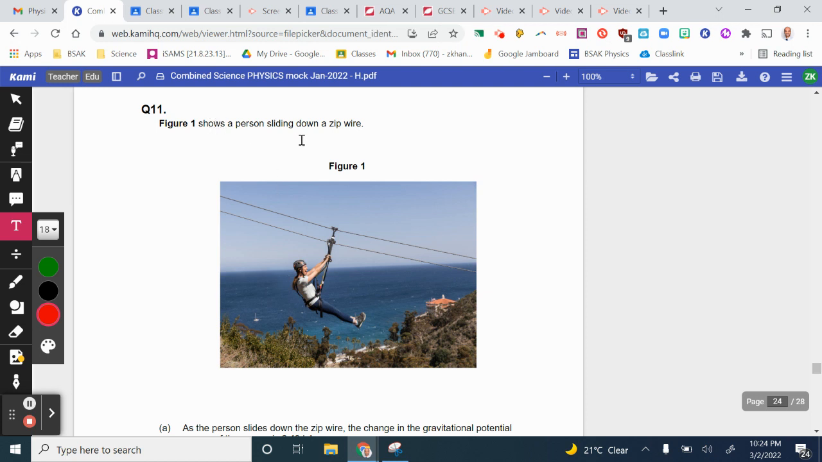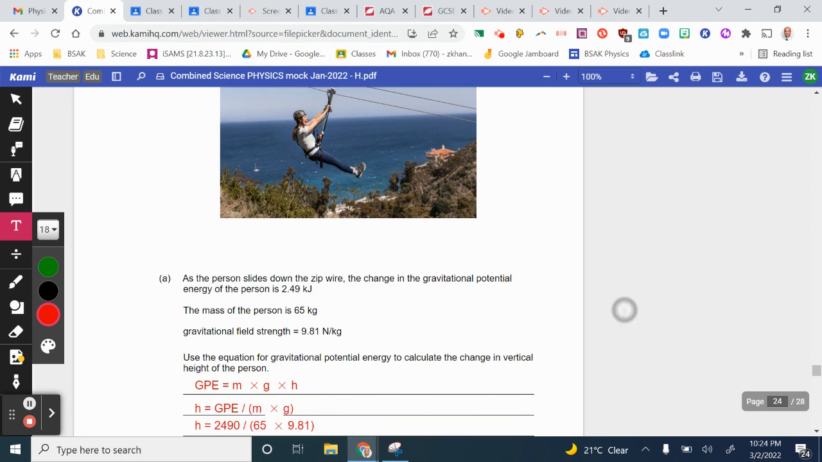Okay, here we've got a person sliding down a zip line, and you have the gravitational potential energy change of 2.49 kilojoules, the mass of the person is 65 kilograms, and the gravitational field strength is 9.81 newtons per kilogram. So, what we are trying to work out is the change in the vertical height of the person. So, how far did they fall vertically?